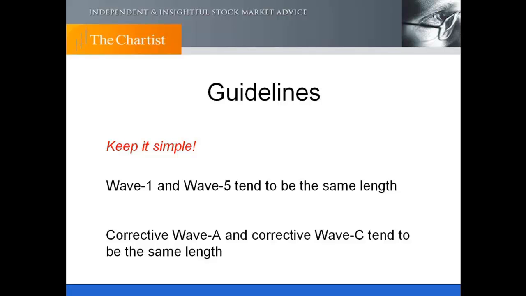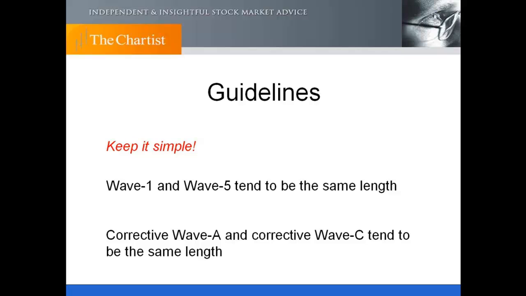Again, we're still in the guidelines. Wave 1 and wave 5 tend to be the same length. Not all the time, there's nothing perfect, it's not science, but typically waves 1 and 5 tend to equality. The same thing for waves A and C in the corrective legs. Waves A and C tend to equality. Not perfectly, not all the time, but a lot of the time.